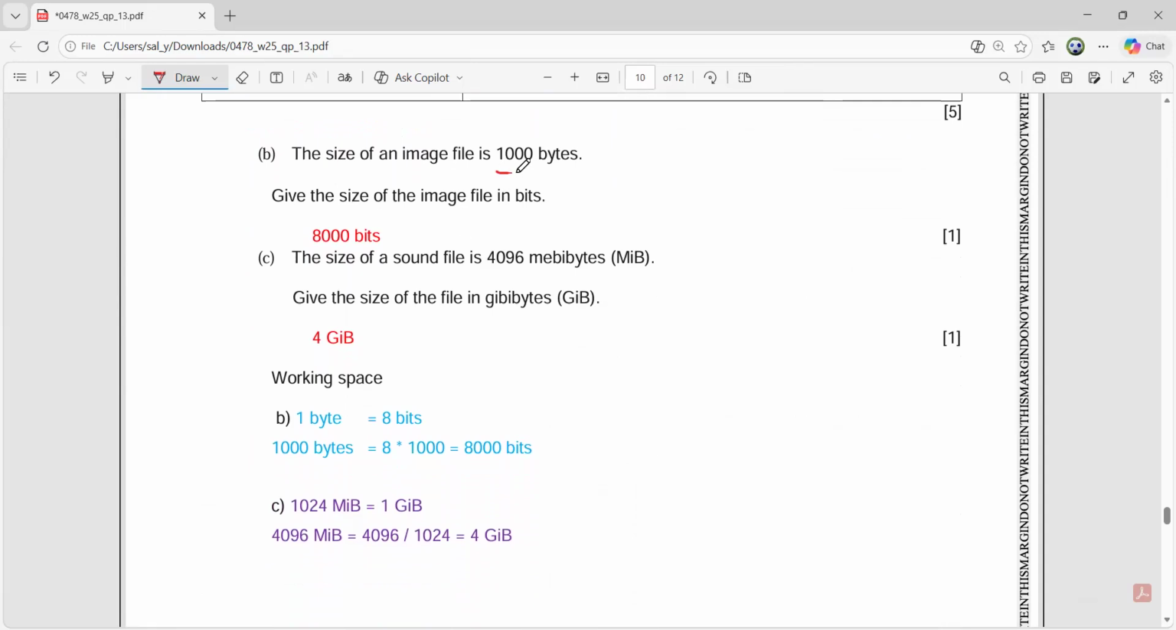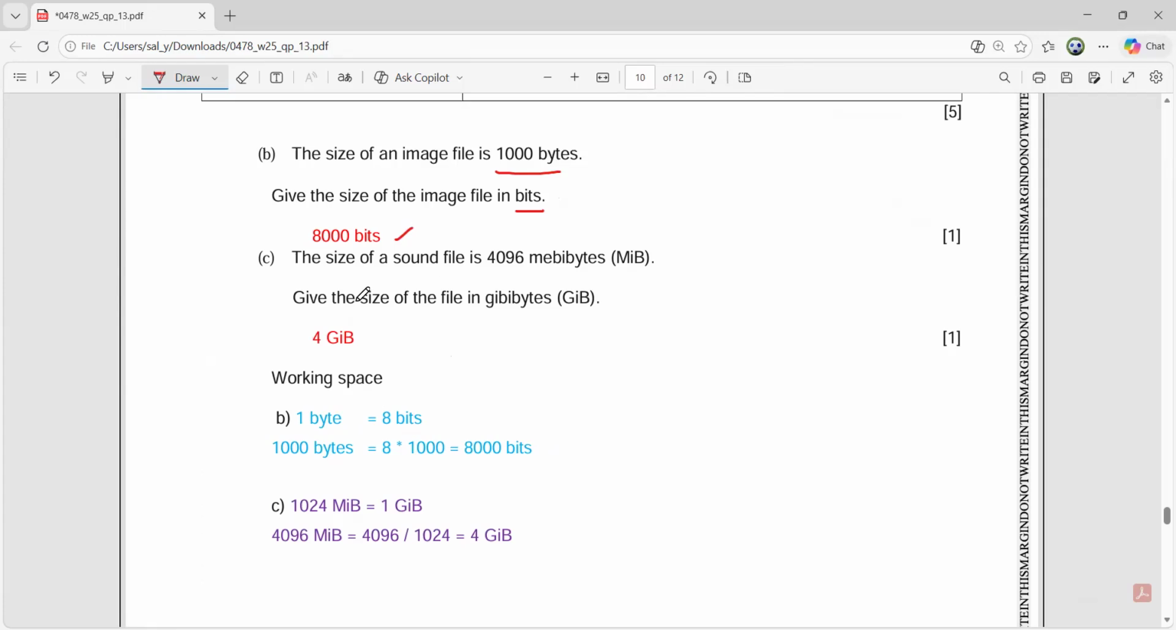Image file is 1000 bytes. They're asking it to talk about the equivalent bits. So what we did, we know 1 byte so we have to find the value in bits. So bits is coming on the right hand side. 1 byte has 8 bits. So 1000 bytes has 8 multiplied by 1000 means 8000 bits. 8000 bits can come here.